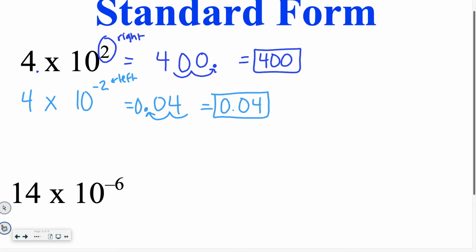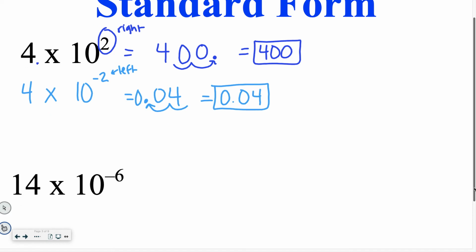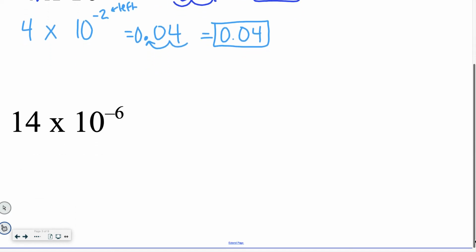So that positive and negative exponent just tells you if you're moving your decimal to the left or to the right. All right, let's look down below at this next problem. We have 14 times 10 to the negative 6. Right away, I notice that my number out front is not less than 10, right? Because my decimal is right here. I need it to be right there.